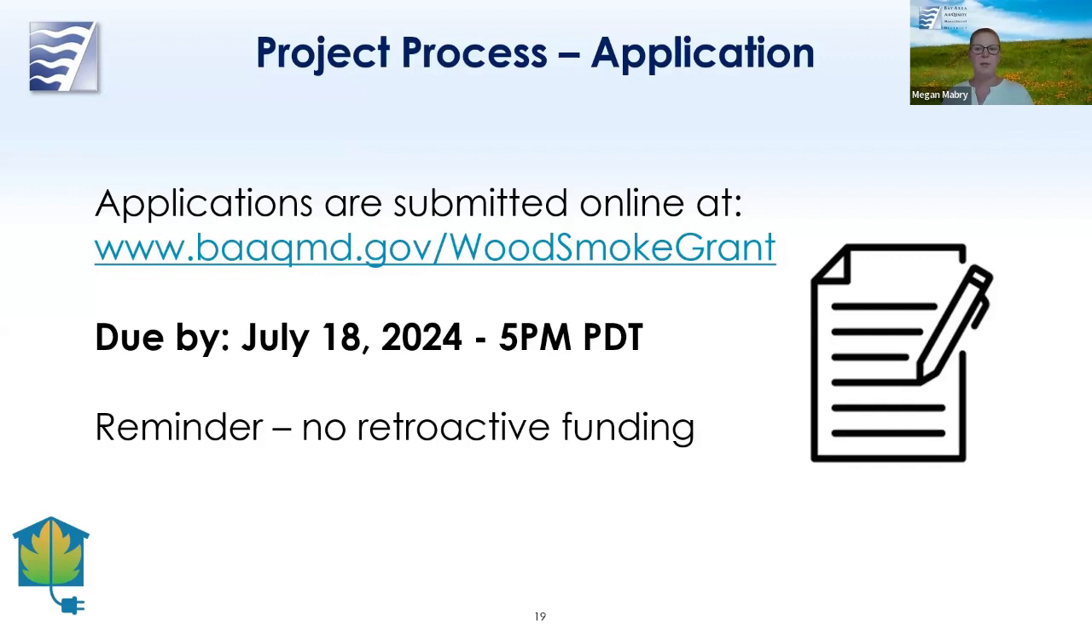To start, all applications are submitted online through our Clean Heat portal. You can access this by visiting our Clean Heat website at www.baaqmd.gov/woodsmoke-grant. Applications must be submitted by July 18th at 5 p.m. Pacific Daylight Time. As a reminder, if you have already started project work, you will not be eligible for this program. We do not provide funding for projects that have already been started or finished. Now let's dig into the application process.